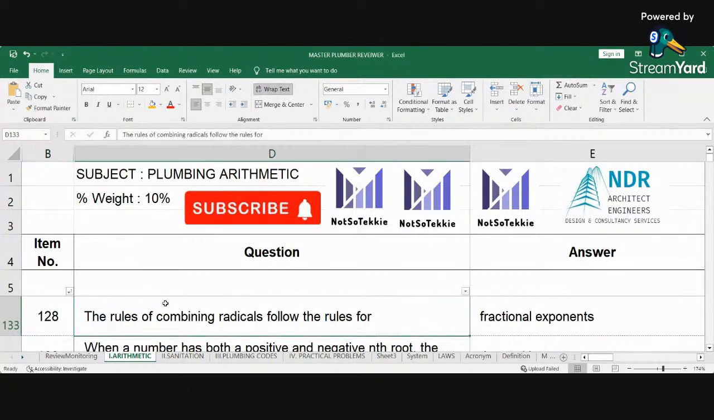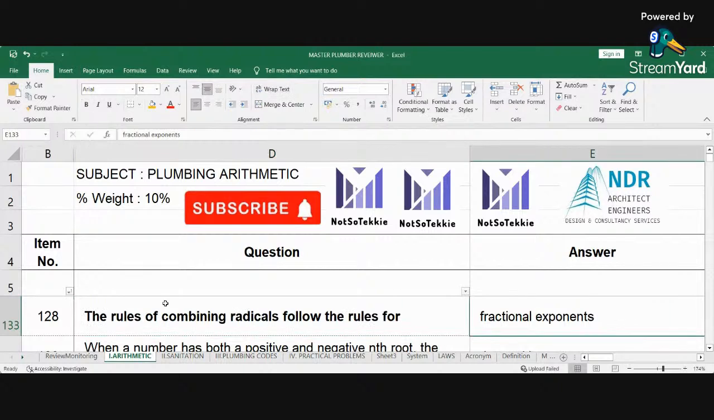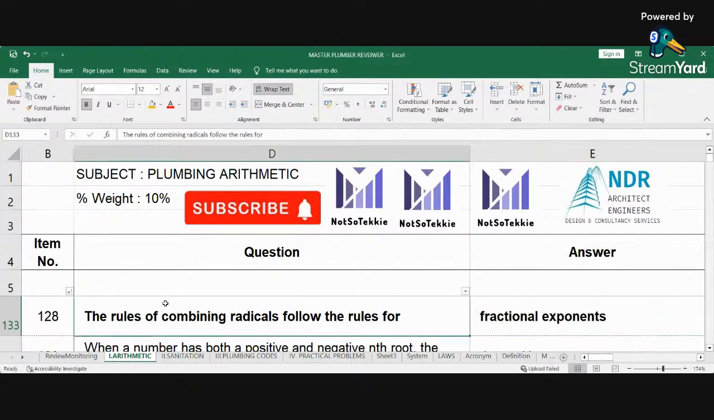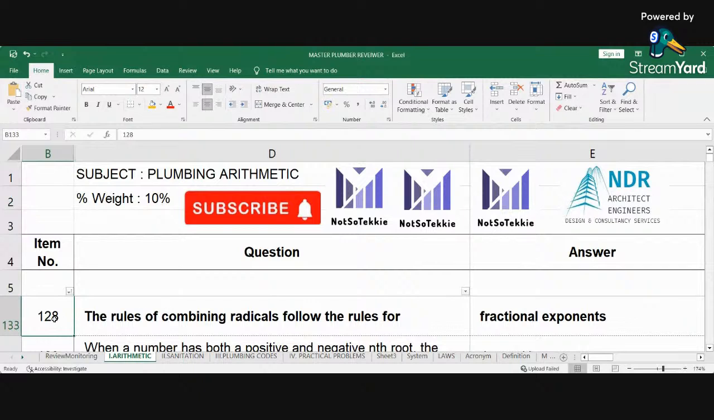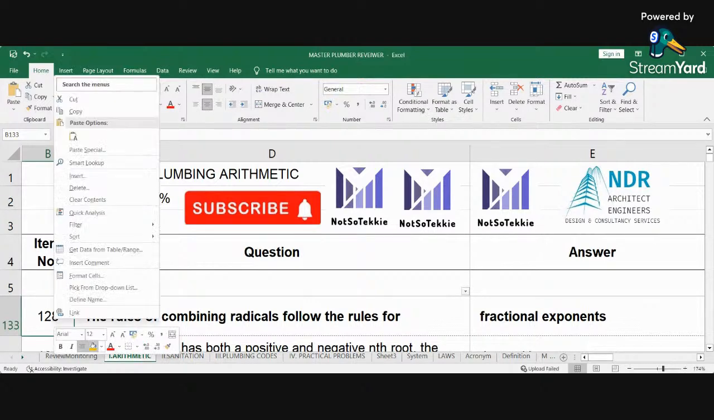128. The rules of combining radicals follow the rules for fractional exponents. The answer is fractional exponent. Rules of combining radicals follow the rules for fractional exponent.